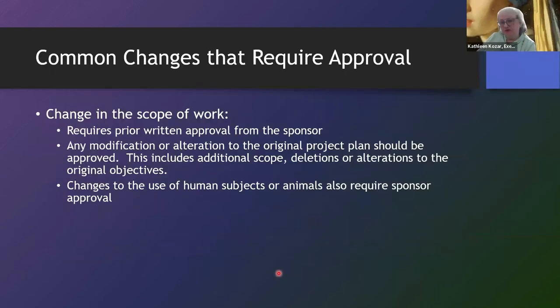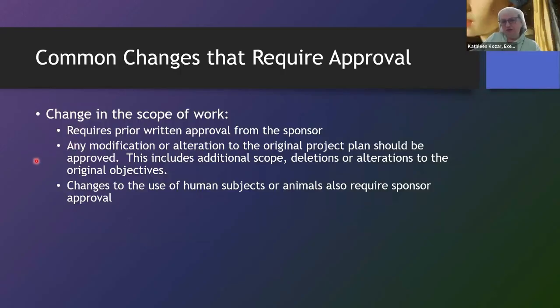So let's go through some very common changes that require approvals, whether they are internal or whether we need to go back to the sponsor. And I want to say that a lot of this is changing right now because of the current atmosphere with the federal agencies and their grants. So you need to make sure that you are well aware of some of the changes that are coming out of the federal agencies, because they might have an impact on what you can approve internally or when you have to go back to an agency.